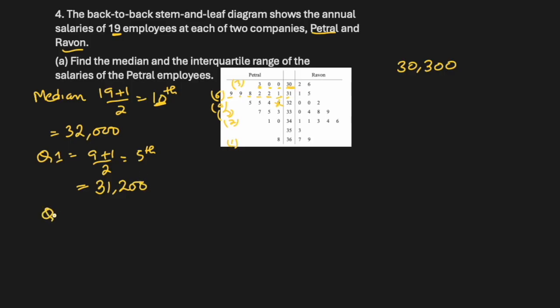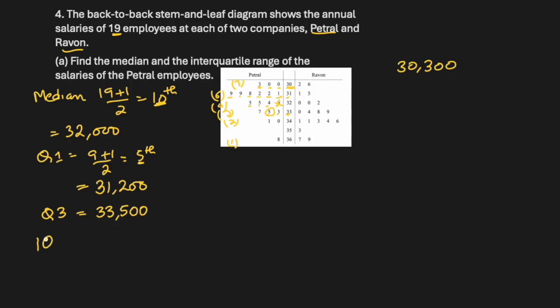Similarly, Q3 will be the median of the upper half. So again the fifth one. 1, 2, 3, 4, 5, which is 33,500. This is our Q1, Q3.